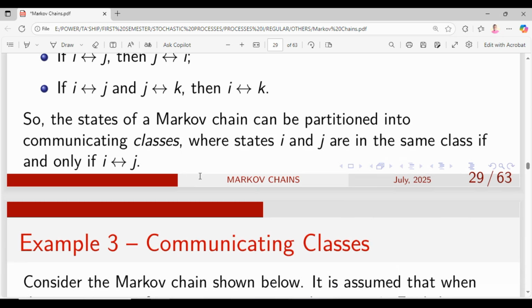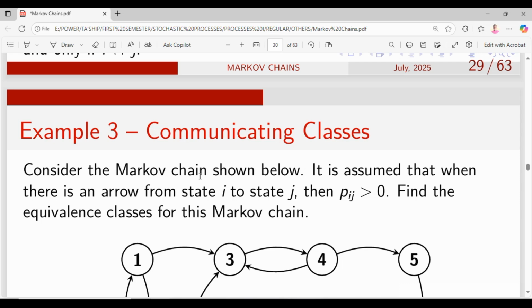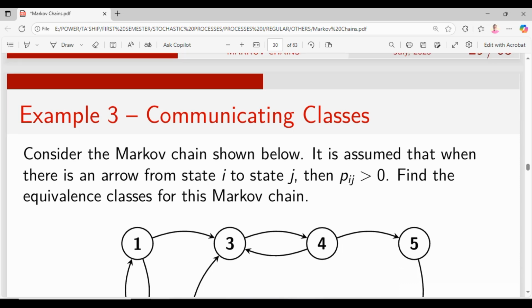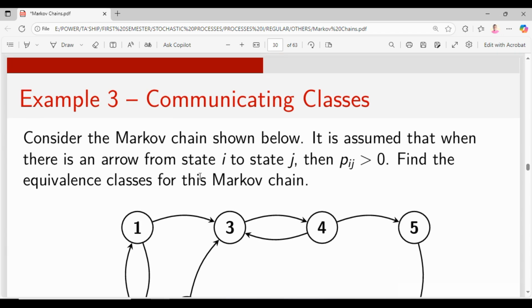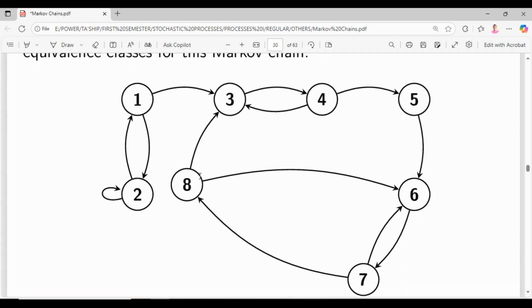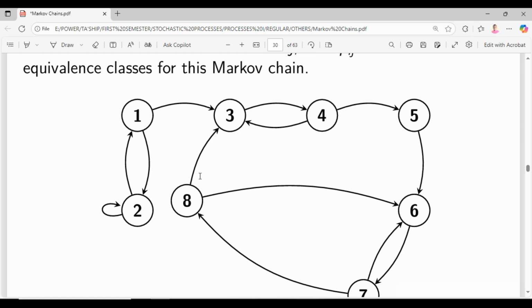Let's look at example 3 that we saw before, and try to identify the communicating classes. You realize that states 1 and 2 communicate. We can move from state 1 to state 2 and state 2 to state 1. Let's look at state 1 and state 3. State 3 is accessible from state 1, but the vice versa is not true.